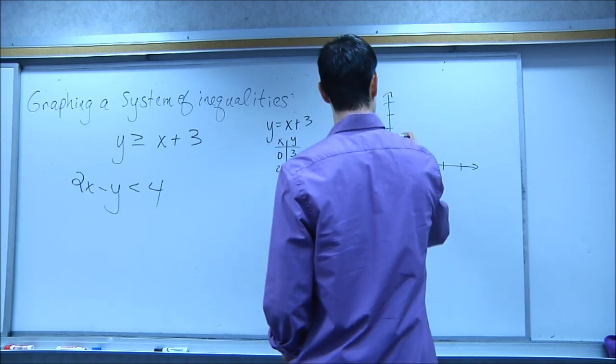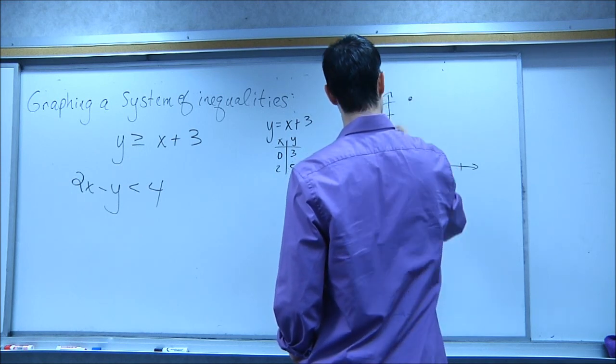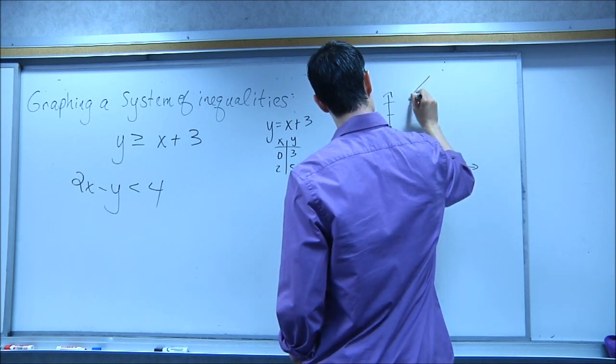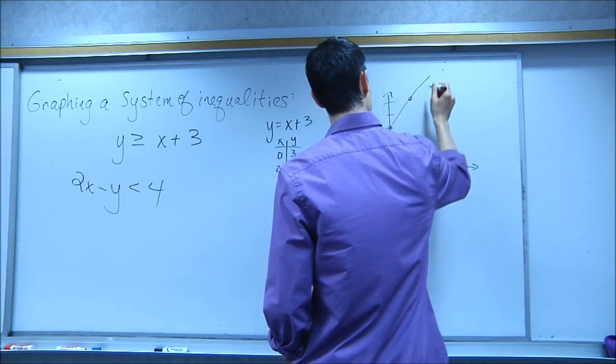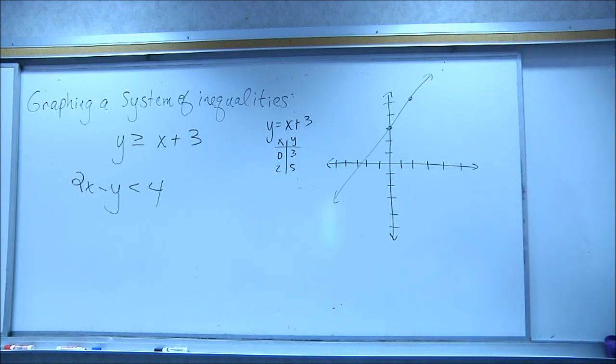1, 2, 3, 4, 5. So 0, 3 right here, 2, 5 right here. And it's a solid line, so something like that. Okay.